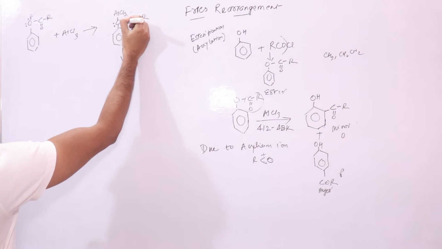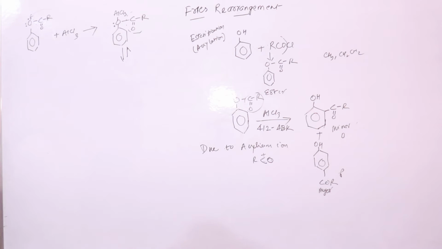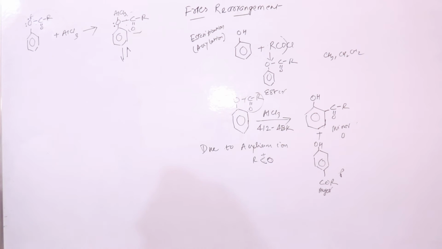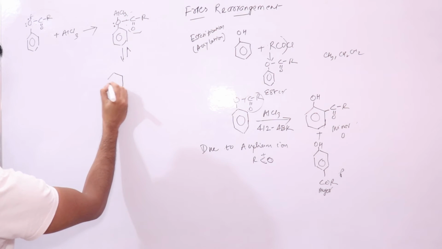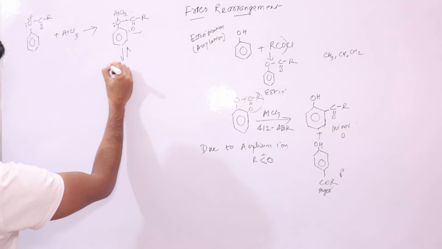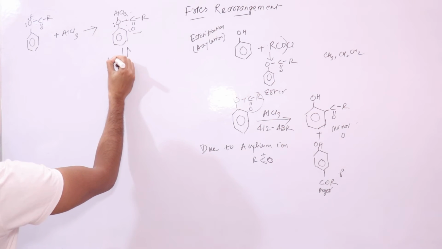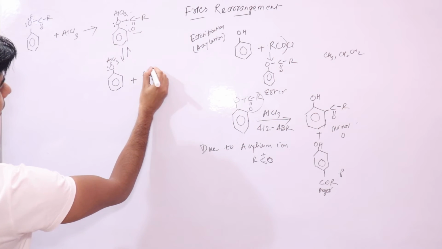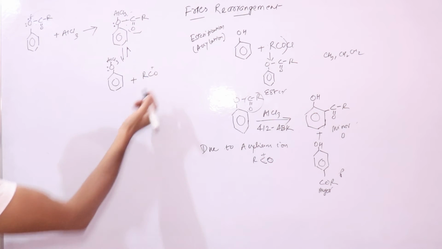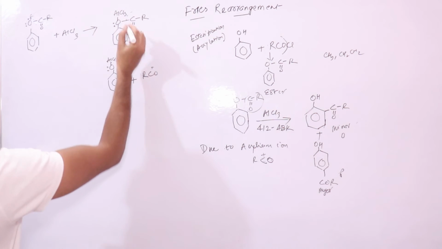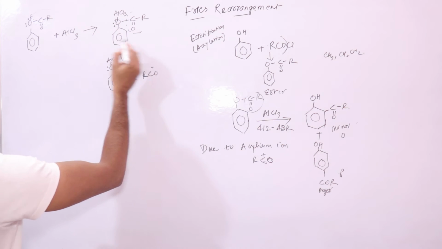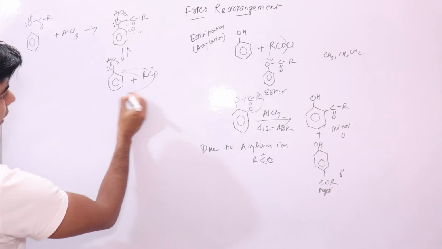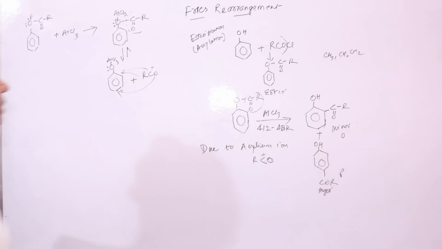Now this complex will lose this acylium ion, and this acylium ion will attack at the ortho and para positions of this benzene ring. This is how it will occur. O, AlCl3. Now it will lose this acylium, let's write it as RCO. We know that C and O have a double bond, and here you have a plus sign because this is electron deficient. So now this will attack at the ortho and para positions to form these two compounds.